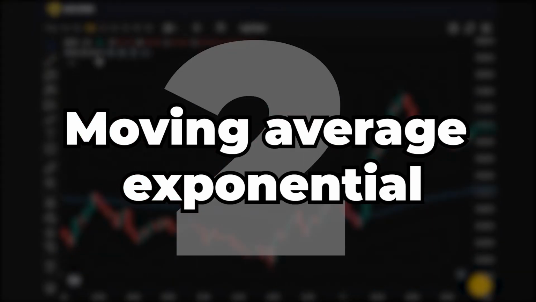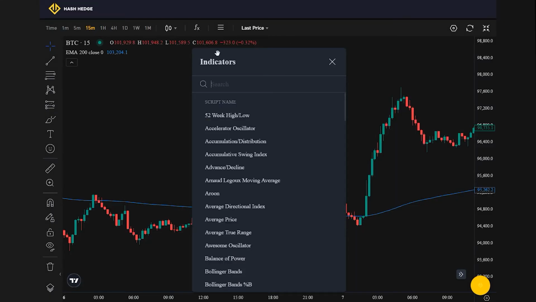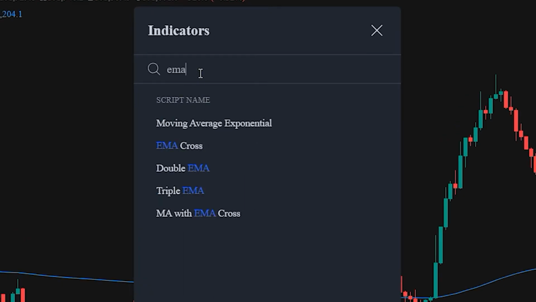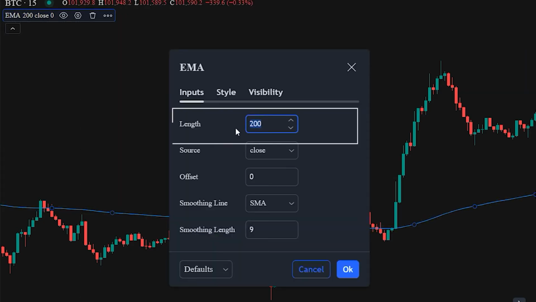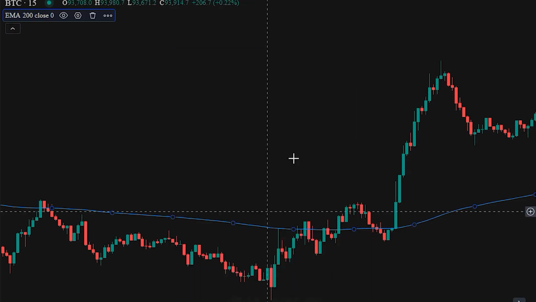The second tool is the exponential moving average with a period of 200. You can install it on the chart through the indicator selection menu: moving average exponential, set to chart, and change the period to 200. We need to go to settings. The default here will be 9. We need to change it to 200. This is what it will look like on the graph.